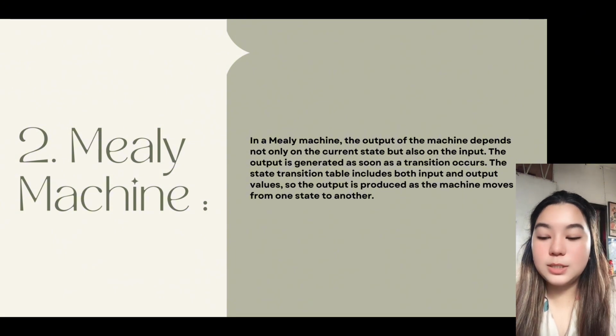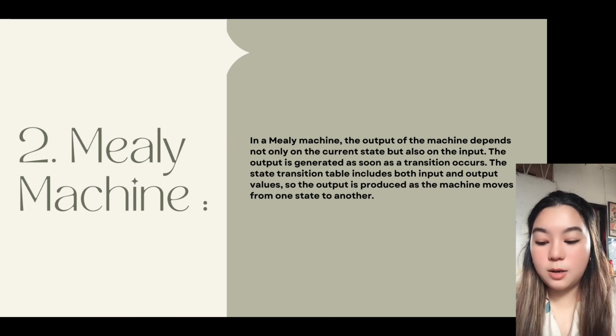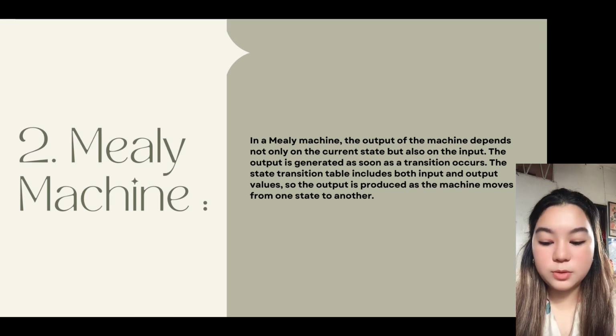So this type of state machine is useful in applications where the output depends on the current input as well as the current state. One example is a vending machine that displays the product information as soon as the user selects a particular item.